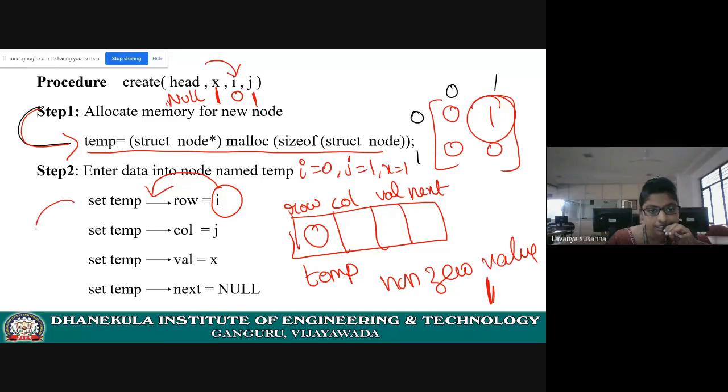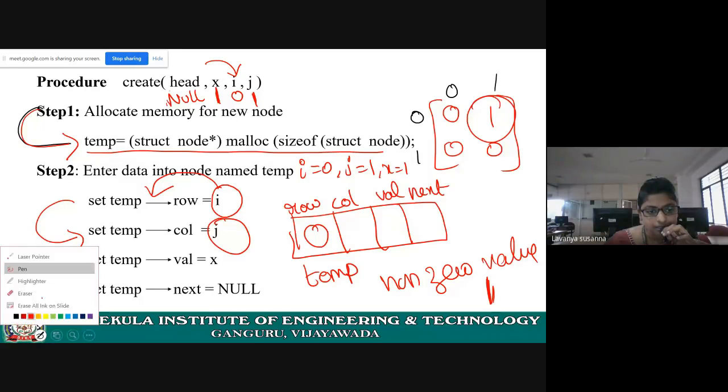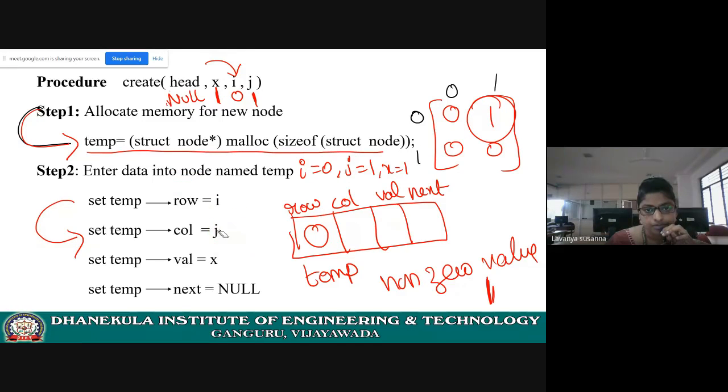Next, see the next one. j. What is j value? 1. j value is nothing but the column index of the non-zero value, and i is nothing but the row index of the non-zero value. Now see what is happening. What is j here? j is 1. 1 will be inserted in temp of col equal to j, means you are inserting j value into temp of col. See here, 1. Next, this statement will be executed.